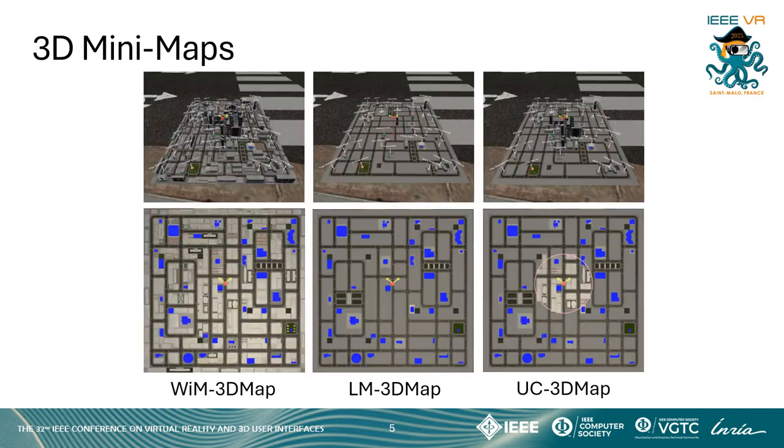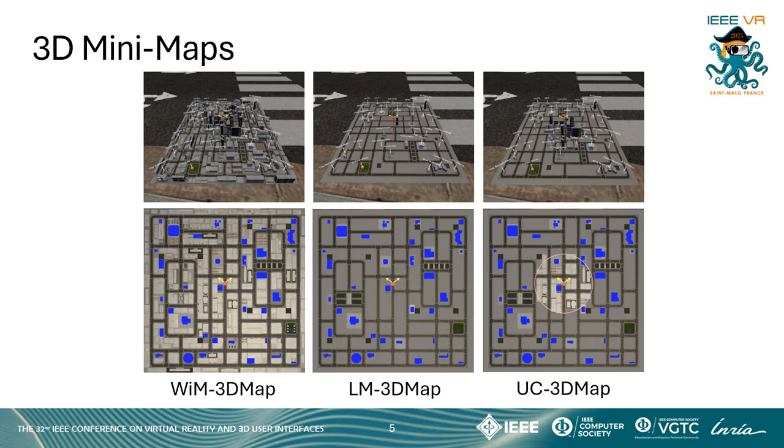We studied three types of 3D minimaps. The world-in-miniature 3D map represented the entire virtual city. The landmark 3D map simplifies this by displaying only landmarks and routes. The user-centered 3D map further enhanced the landmark 3D map by including ordinary buildings near the user to provide better local context. Each of these designs presents different challenges. World-in-miniature 3D map can be cluttered. Landmark 3D map may lack spatial context, and user-centered 3D map must balance detail without overwhelming the user.